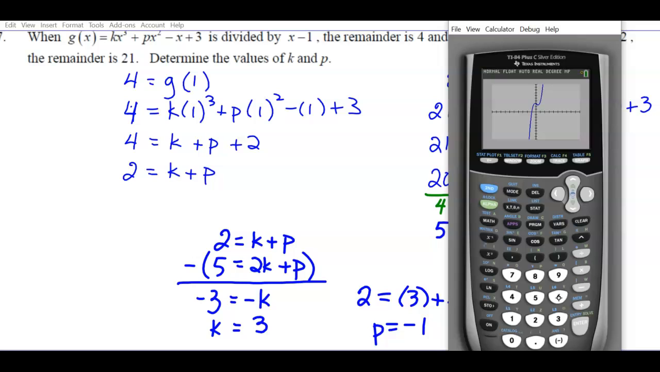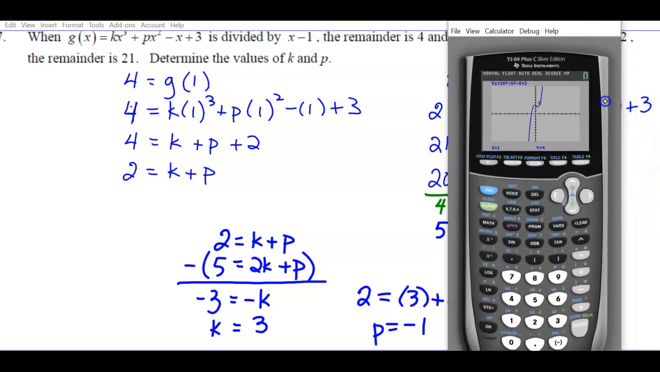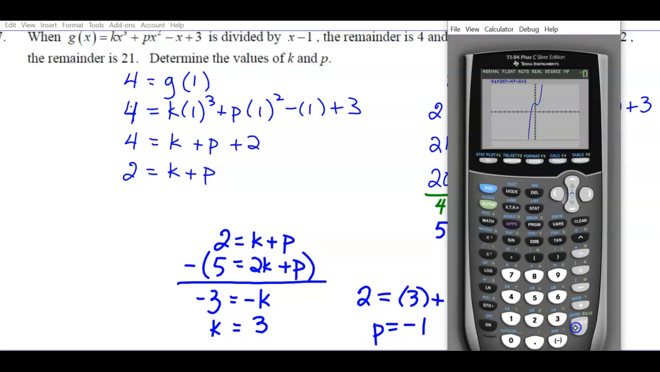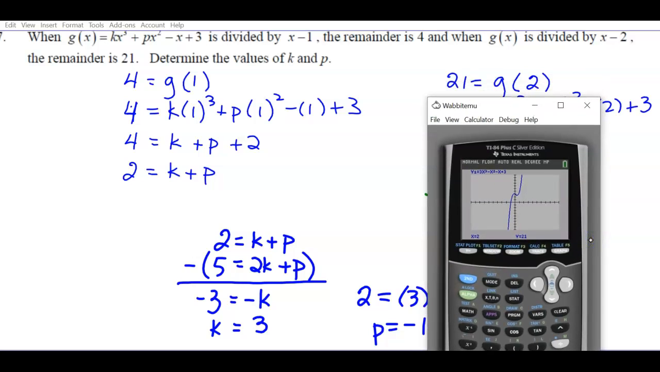Okay, so when x is 1, we should get 4. So trace, punch in 1, x is 1, enter, we get 4. Okay, so that's good. Then also check x is 2. So trace 2, we get 21, and that's what we got for our remainder. So you know you found your k and p values correctly. You can check back with your calculator. And that's it. That's the remainder theorem.